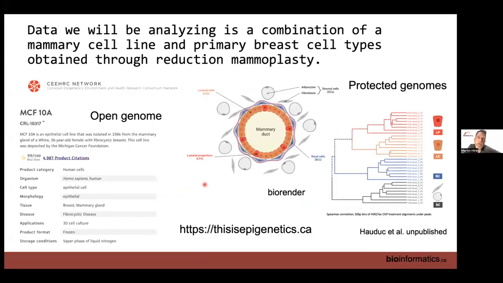So in fact, the data that we'll be discussing and working with in the next three modules has come from the IHEC consortium. This includes two types of data sets. One is MCF10A. This is a cell line, a mammary epithelial cell line, and you can see the details here. It was isolated back in 1984. And this MCF10A is open access, so it's an open genome. And so this is the data that you will be analyzing, because we can share with you the FASTQ files, or the raw sequence files, from which the genotypes can obviously be called. We will be comparing this, or Edmund will be leading a module comparing this, to data sets that have been generated from protected genomes.